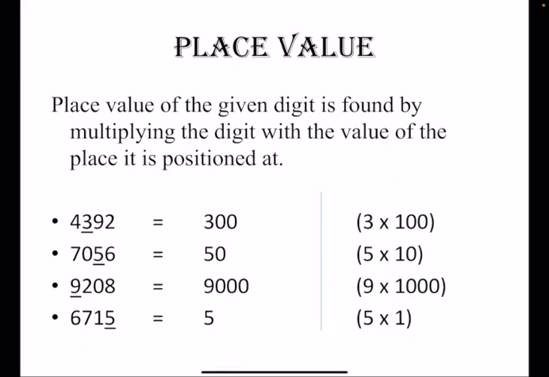Now the next number is 9208. So as it is you are saying 9000. So the value of 9 is 9000. And you can also find out by multiplying 9 with the place it is in, thousands place. So you will multiply 9 with 1000 and your place value will be 9000. Now next number is 6715. And in this you have to find out the place value of 5. Since it is in ones place, so you will multiply this digit with 1 and you will get the place value 5.